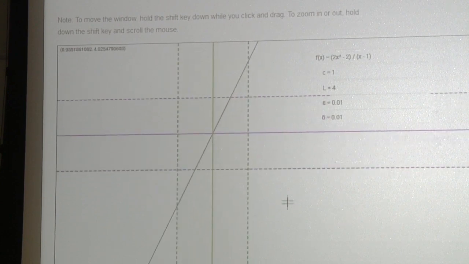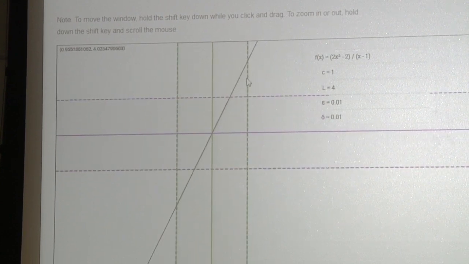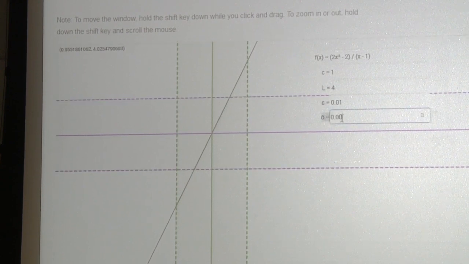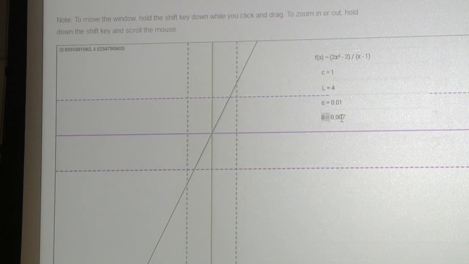No, still doesn't work, right? You can see that all of these y values are too high. All of these y values are too low. So what do you say? 0.07? Does that work? That doesn't work, right? We still have some y values over here that are too tall.